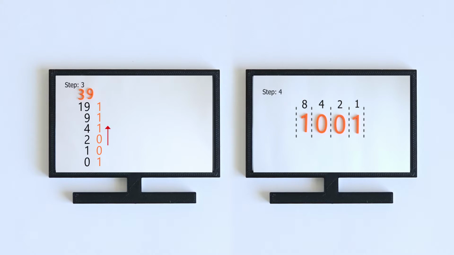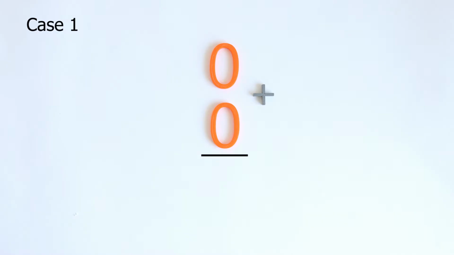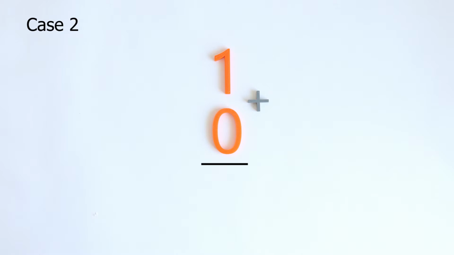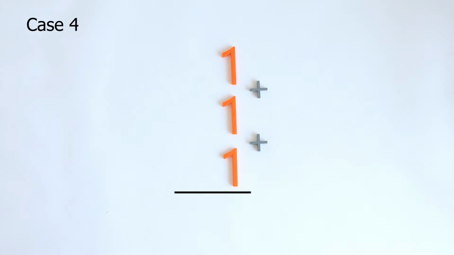There are 4 simple cases that if you know, you'll be able to add together any 2 binary numbers. The first case is 0 plus 0, which is 0. The second is 1 plus 0, which is 1. The third is 1 plus 1, which gives a 0 and carry a 1. The final case is 1 plus 1 plus 1, which gives a 1 and carry a 1.